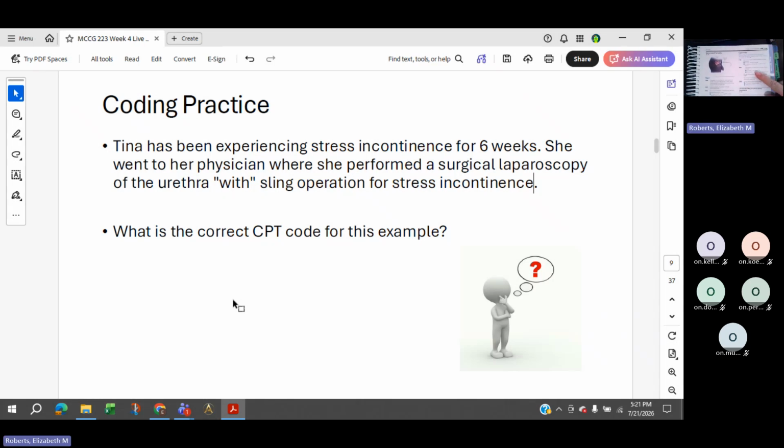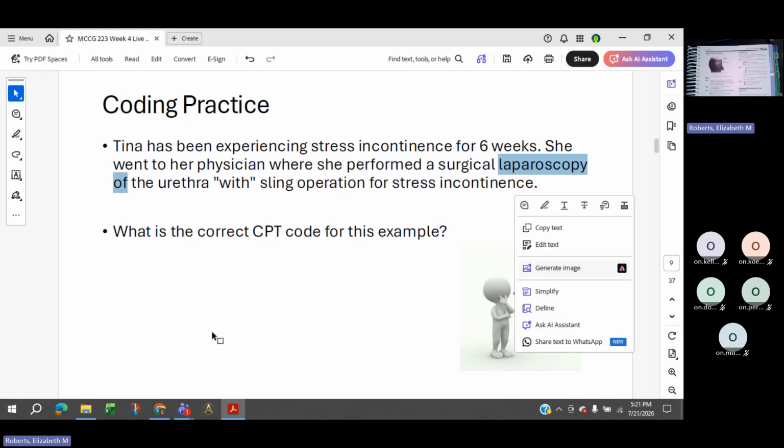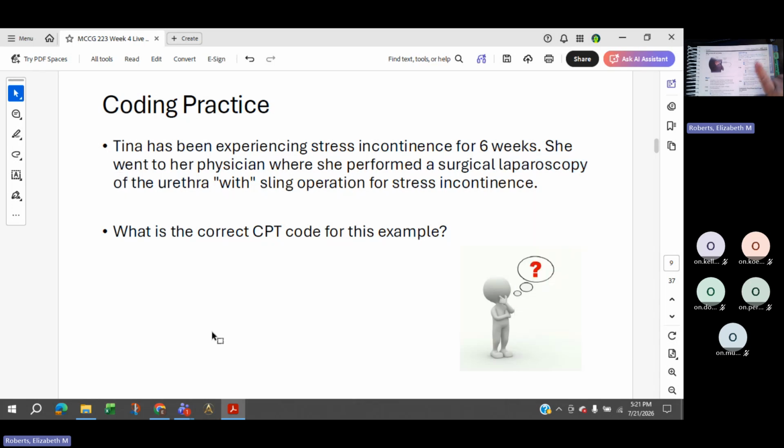Okay, so 51992, it's on page 413. It's on the right-hand side of the page. I'll go a little bit slower here. 51992. It is laparoscopy surgical. Okay, good, because we know it's laparoscopic, right? Because it states it here, laparoscopy. And then sling operation for stress incontinence. Sounds pretty good to me, right? 51992 looks good. Let's look at that other one just to be sure. Where was it at? The other option was 57287.